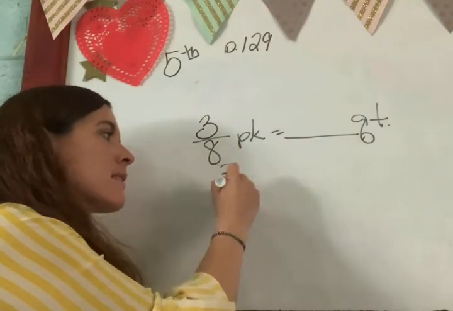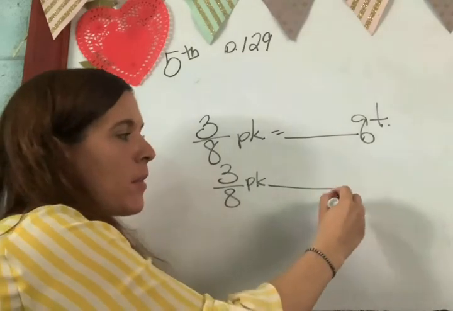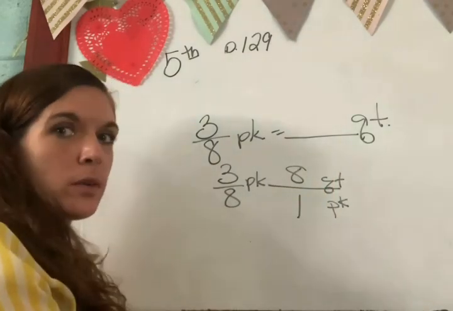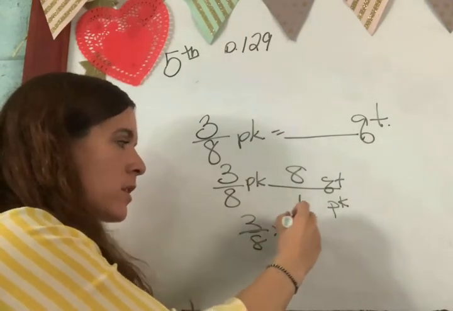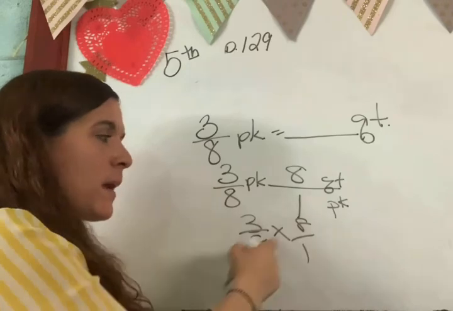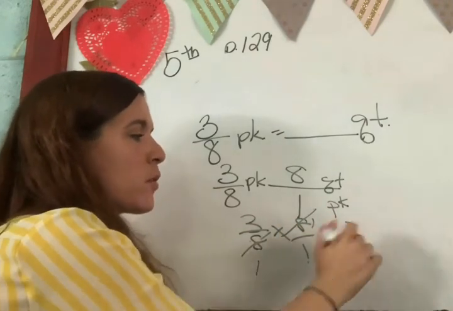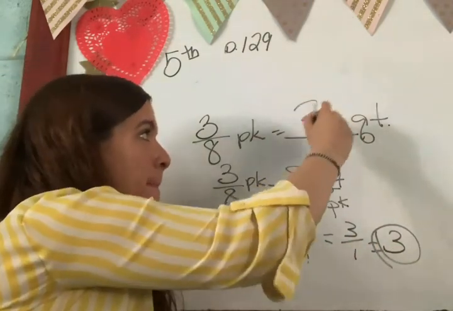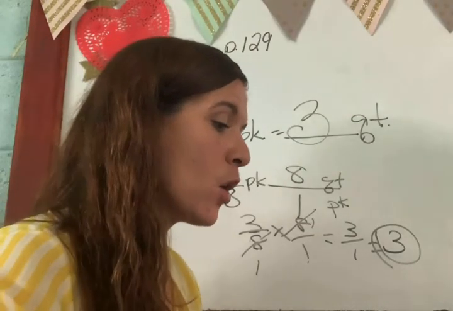We put 3/8 peck. So we put peck on the bottom, quart on the top. 8 quarts in 1 peck. And then what do we do? Multiply your fractions. 8 divided by 8 is 1. 3 times 1 is 3. 1 times 1 is 1. So that equals 3. And that's your answer right there. Okay, so I reviewed that with you.